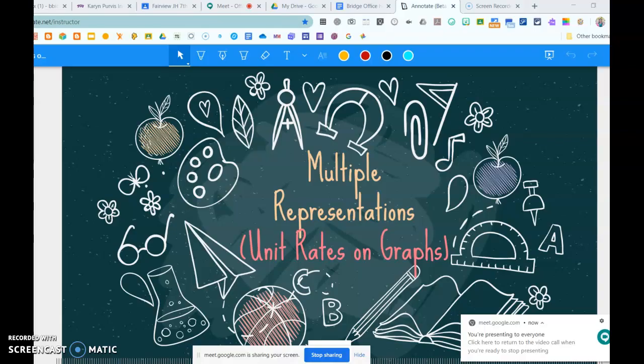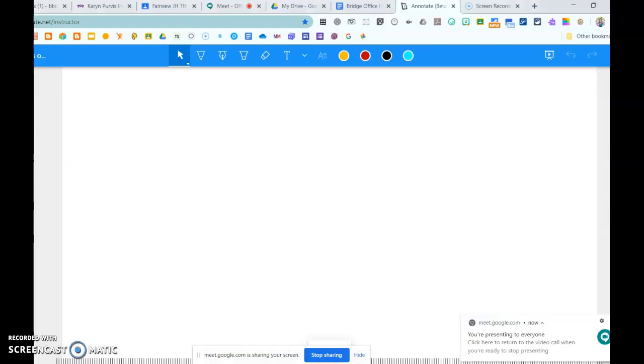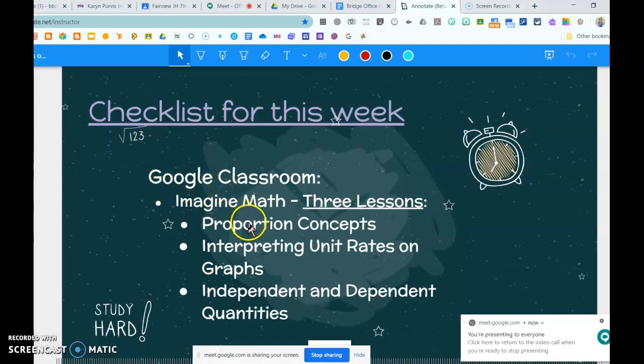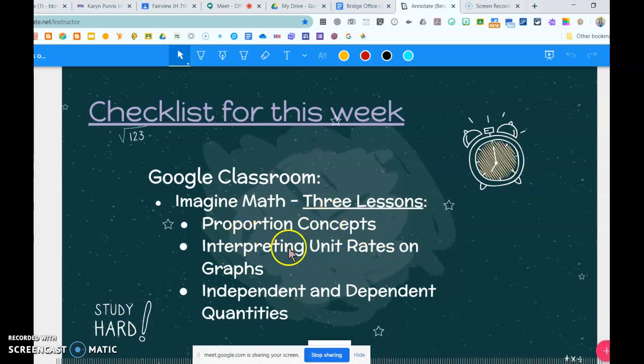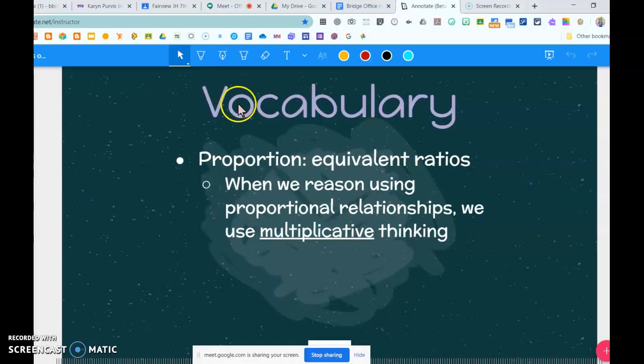Now we're going to focus on still multiple representations, which are tables, graphs, equations, scenarios, but we're more focused on the unit rate. That's how many per one. Another reminder that this week it is 3 topics. I already covered proportion concepts with you guys. We're working on the unit rates now, and then independent and dependent quantities will be on Thursday. The only new vocabulary for this, which isn't totally new, is proportion, which is 2 equivalent ratios. So think equivalent fractions. And they have a multiplicative thinking, which we discussed in the previous lesson.